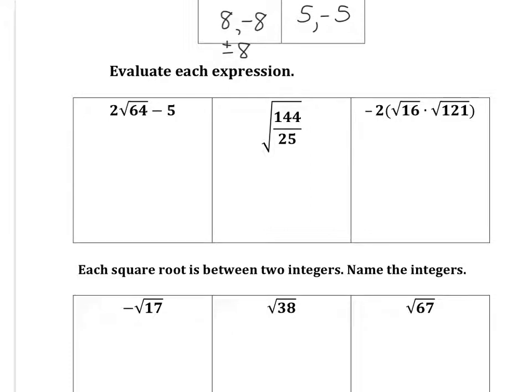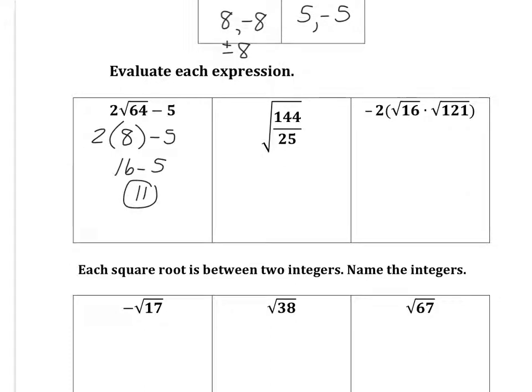So 2 times the square root of 64 minus 5, we're going to do the square root of 64 first, which is 8. I'm going to put that in parentheses because the 2 is multiplied by whatever's in there. 2 times 8, 16. 16 minus 5 is 11.